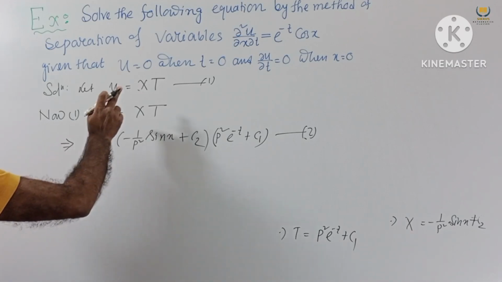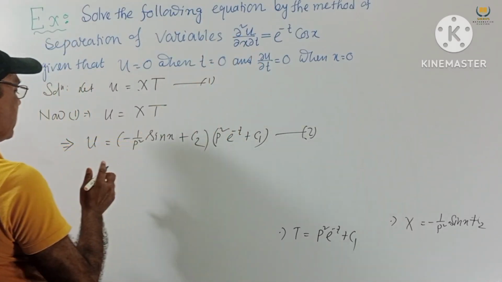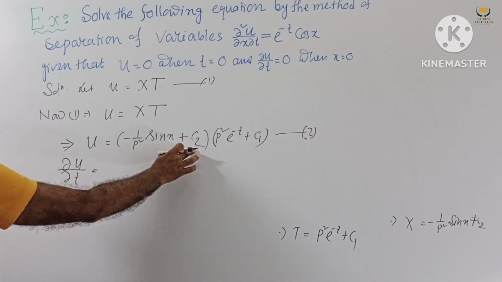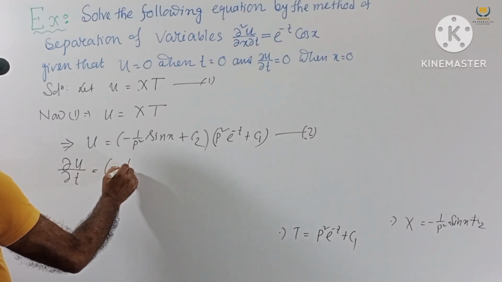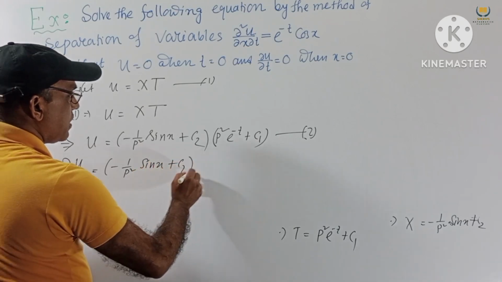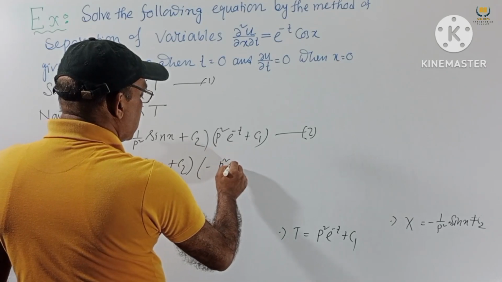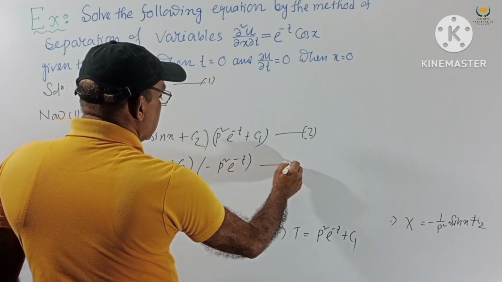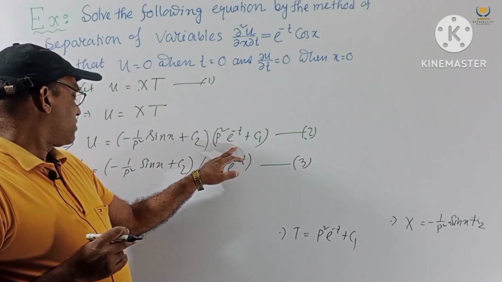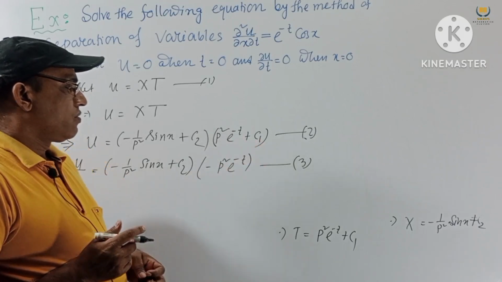Now in our problem, the value del u given, we differentiate this with respect to t, and this is wholly constant. We get minus 1 by p square sin x plus c2, and this is 0, this is minus p square e to the power minus t. This we consider number 3. If we differentiate this partially with respect to t, then this is minus e to the power minus t, and this is 0. We get this one.